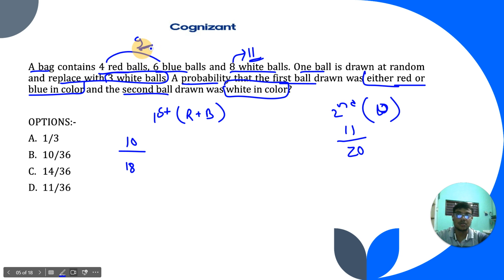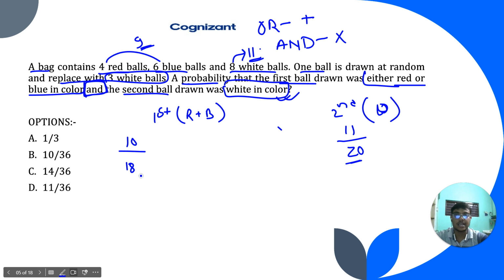Because you see, the total number of red and blue balls is 9 and the total number of white balls is 11. If we add it, it becomes 20, and the number of favorable outcomes, that is the number of white balls, is 11. So 11 by 20. And you see, here they have used "and" and "or". In probability, "or" means plus, and "and" means multiplication.